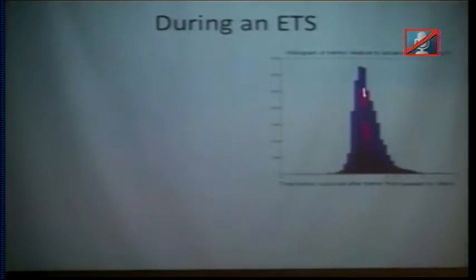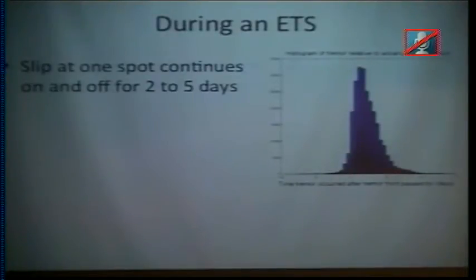Now here I have a histogram of the time that tremor occurred after the tremor front passed by an area. And so this is 5 days across here. I've lumped all the tremor together, so this is about 33,000 tremors. And from this and from other information that I'll probably present more on Thursday at the workshop, we infer that slip at one location continues, perhaps on and off, for several days. And it has this interesting asymmetric shape.